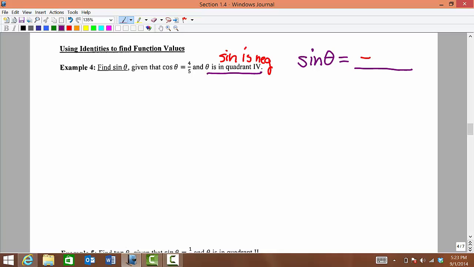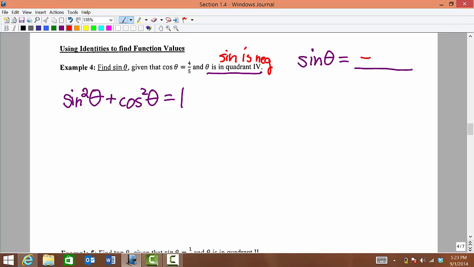Now, how do I get from sine to cosine? Using identities. So we're asked to use identities to do this. Well, our Pythagorean identity will help us here. Sine squared theta plus cosine squared theta is equal to 1. So this is our Pythagorean identity that relates sine values to cosine values. So we will use this identity to determine what sine is from cosine.